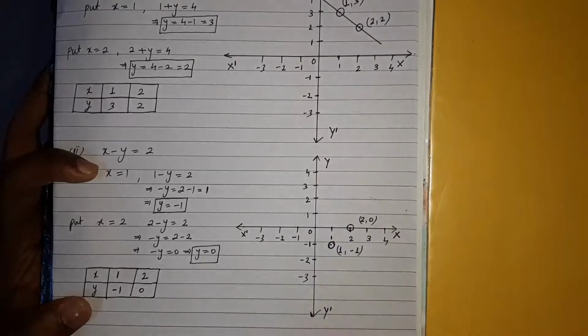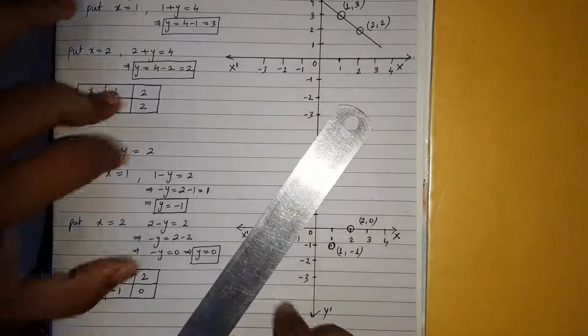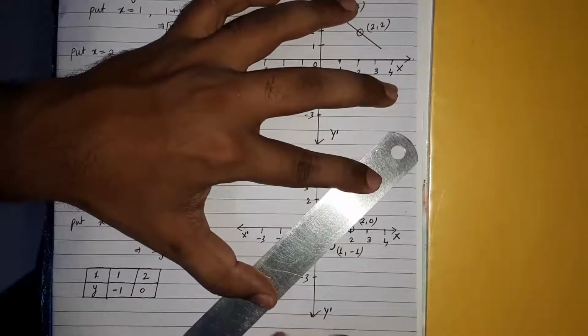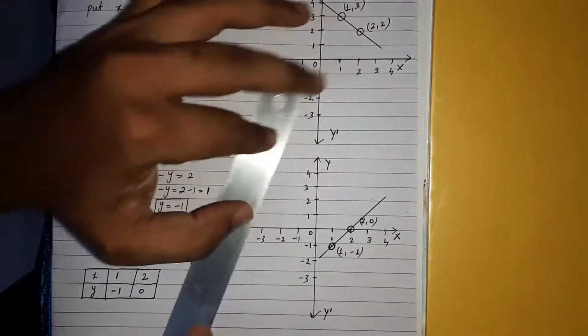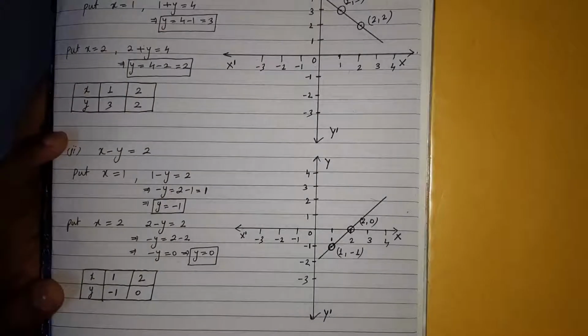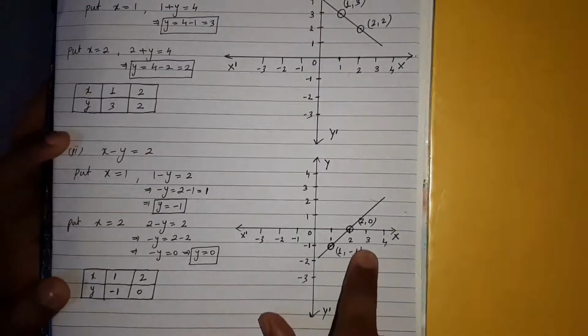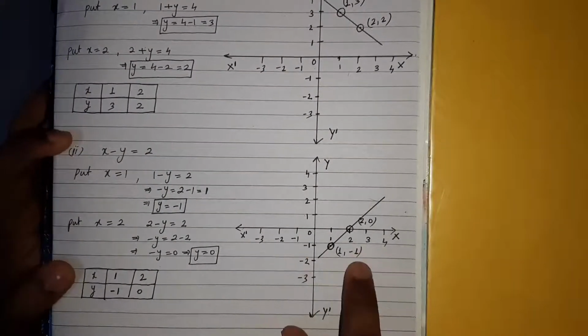Now we will join these 2 points, so then we will get a straight line. So the graph of this equation, we have got a straight line. So I think this is clear.